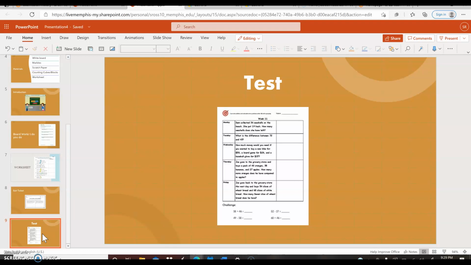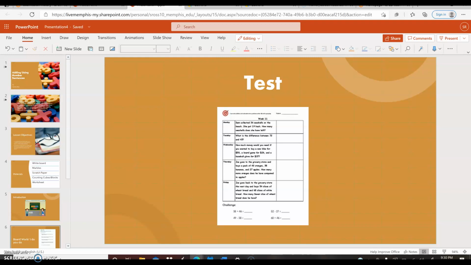But this is pretty much a lead model test. I show, I teach, I model, and then I let the students. I work one out on the board, and then the students lead by working examples on the board, and then for the assessment, which is the testing, I test the students to see where they're at. This completes my lesson plan for adding using number sentences for second grade.